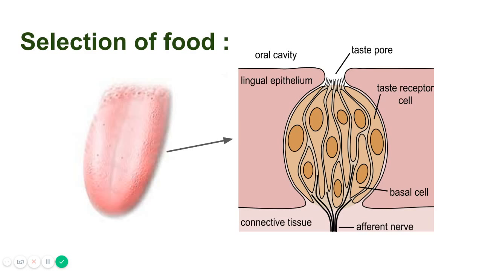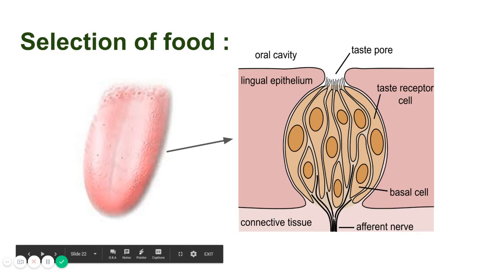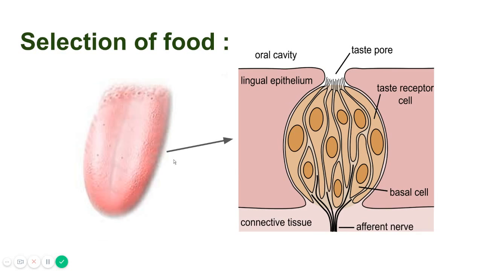When food enters the oral cavity, it is tasted, smelled and felt. If the taste or smell is unpleasant, it is rejected. The tongue, being a sensory and muscular organ, plays the most important role in selection of food through its taste buds. This is a taste bud. The food particles enter into the taste pore and the taste receptor cell carries the sensation through the afferent nerve towards the nervous system. So in this way the food is tasted. So the buccal cavity helps in the selection of food through the tongue.